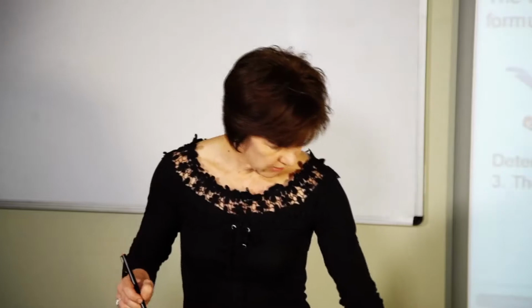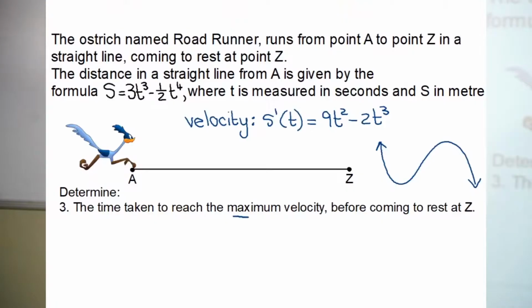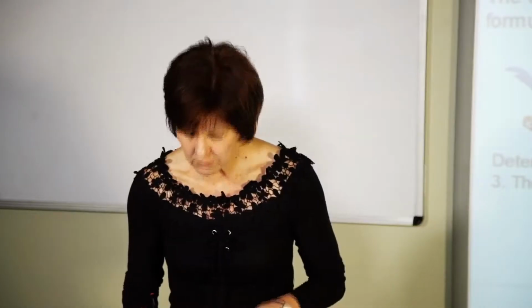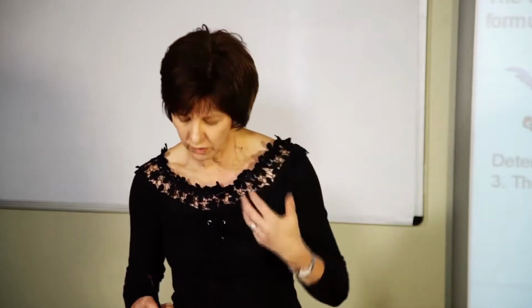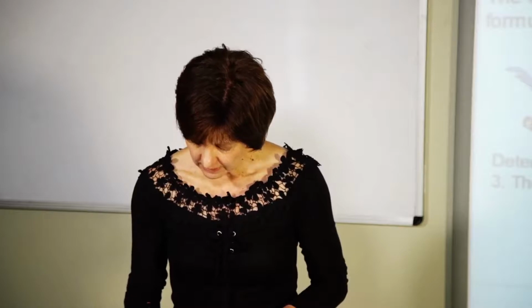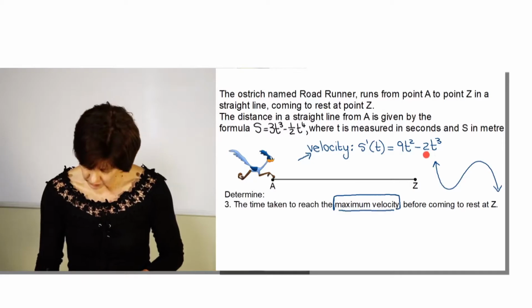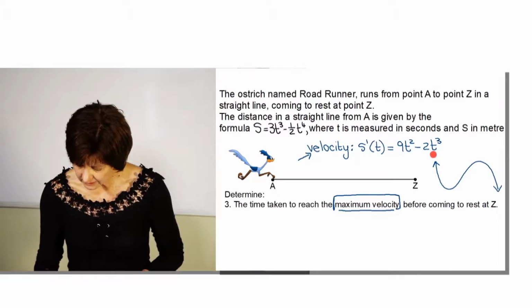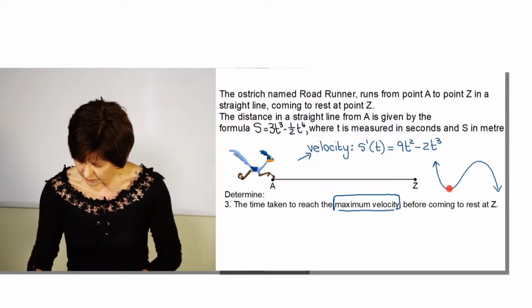The next question says I have to determine the time taken to reach a maximum velocity before it comes to rest at this point Z. Remember, the moment they say maximum, I'm determining the maximum of the graph. For the velocity graph, we have the equation because we used it previously. I see it's actually a cubic graph, and a cubic graph has this shape.